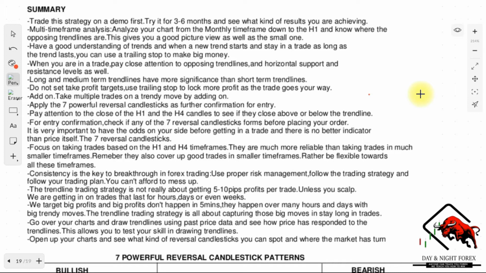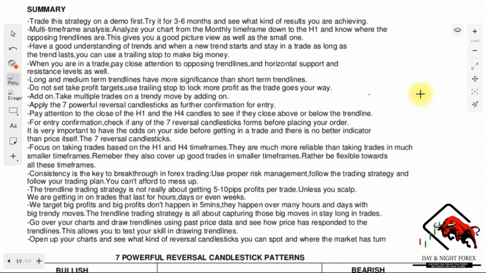But right now, this is a summary of what you have learned about the trend line strategy, and these are the key things that you need to understand. So try this strategy on a demo first. Try it for at least 3 to 6 months and see what kind of results you are achieving. This will help to build up your confidence and be able to understand what is really going on.